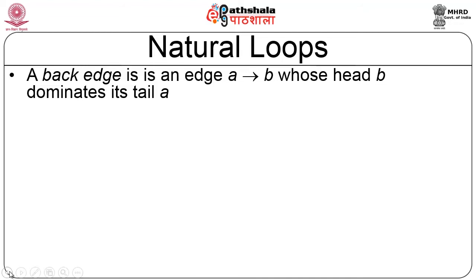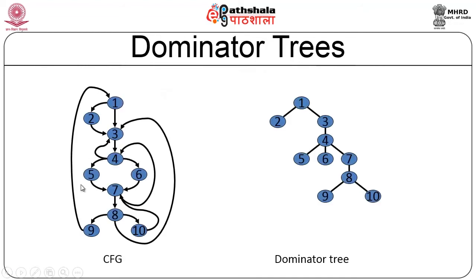So, in this example, let us take a small one: 4, 3, the loop 3 to 4. This is a natural loop. These edges are called back edges. The one that goes from 9 to 1, and the one that goes from 7 to 4, these are called back edges.